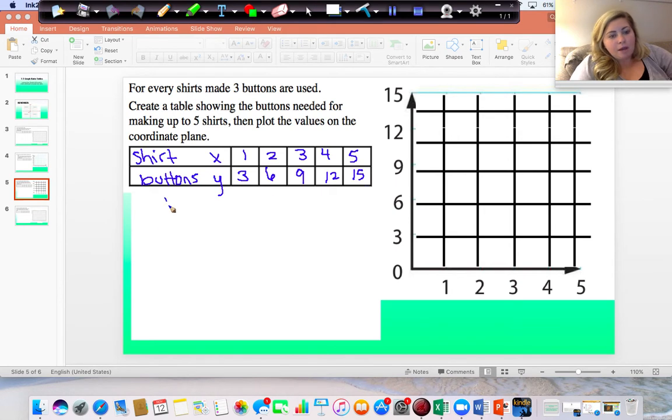So now we need to make our X and our Y ordered pairs. And remember, they go together up and down. So that's 1, 3, 2, 6, 3, 9, 4, 12, and 5, 15.